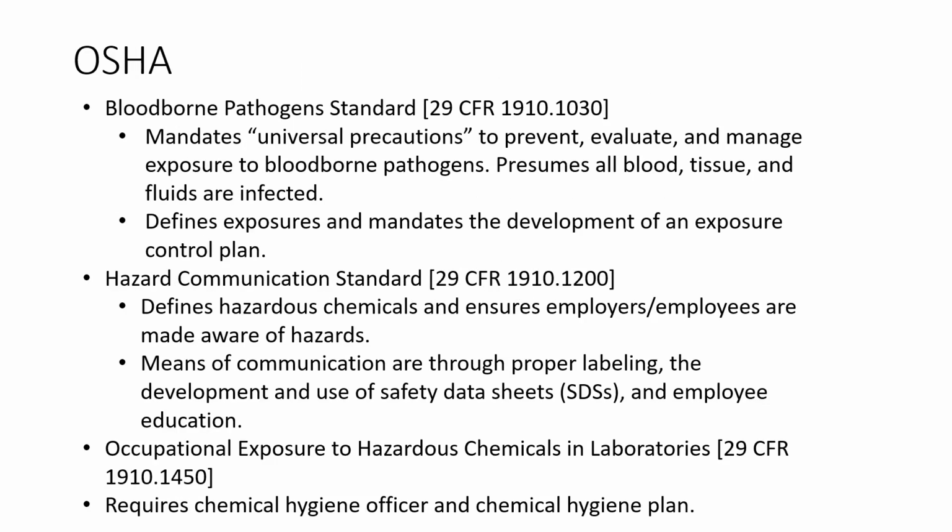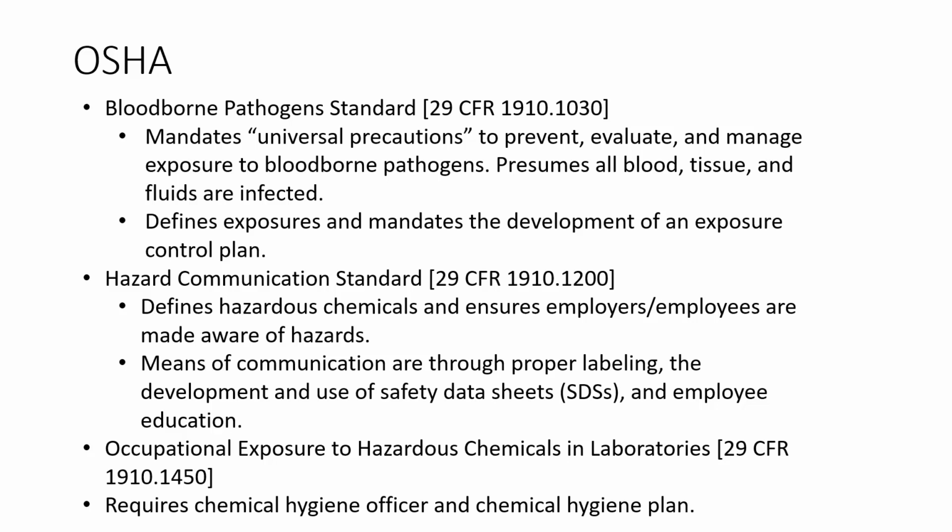The Bloodborne Pathogen Standard mandates universal precautions to prevent, evaluate, and manage exposure to bloodborne pathogens. Universal precautions presumes that all blood, tissue, and fluids are infected. So in other words, you treat every specimen as if it contains a highly deadly infectious agent. That way, if it actually does, you've already been practicing those precautions. And if it doesn't, then at least you're still safe and you're not going to be exposed to anything that is in the blood. It defines exposures and mandates the development of an exposure control plan. An exposure control plan describes what you're supposed to do after you've been exposed, and it talks about how to prevent exposure.